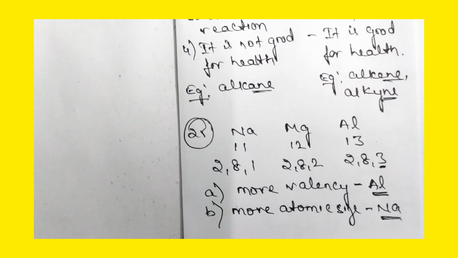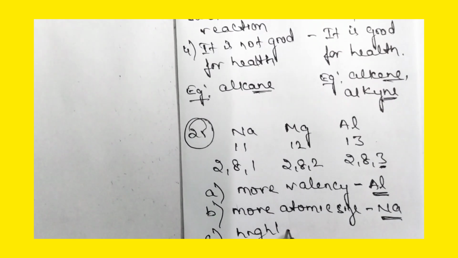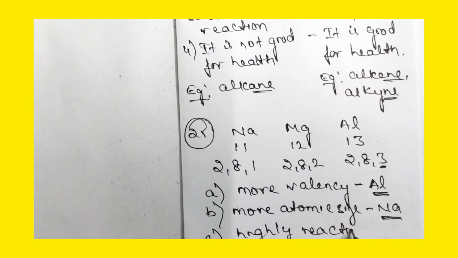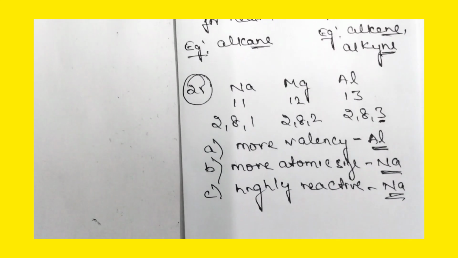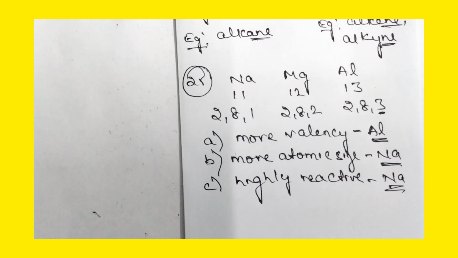Answer is sodium. Then coming to third one, which is highly reactive, he has asked. So the highly reactive metal, the answer is again sodium. Sodium is a highly reactive metal. It reacts with water and oxygen, that is highly reactive. It reacts spontaneously, it reacts readily. Therefore sodium is the answer for this question.